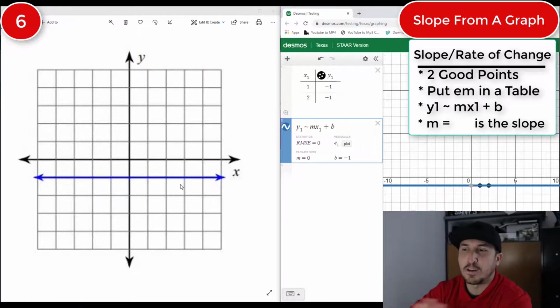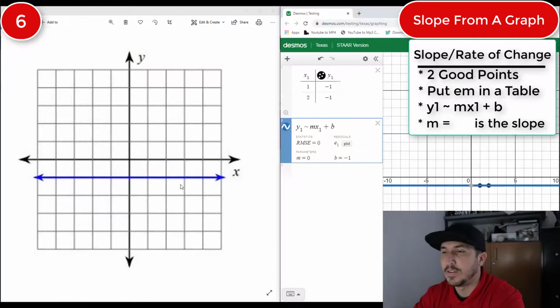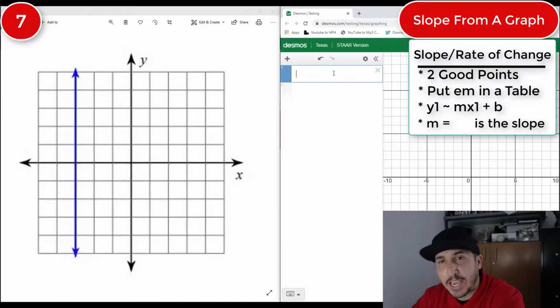But it's okay. As long as you get the answer right on the test, I don't care how you do it. Next one, find the slope slash rate of change of this guy.